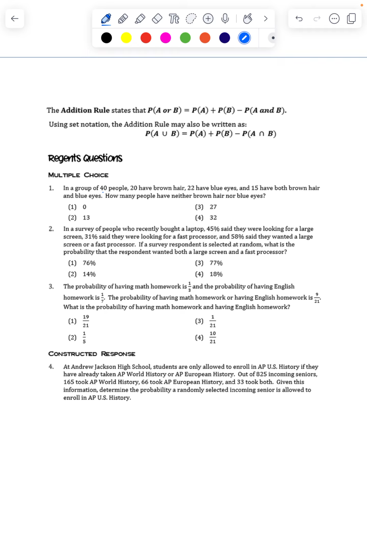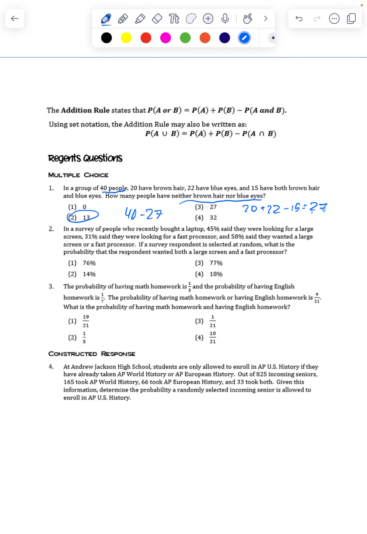In a group of 40 people, 20 have brown hair, 22 have blue eyes, and 15 have both brown hair and blue eyes. What is the probability that a person has neither brown hair nor blue eyes? So 20 have brown hair, 22 have blue eyes, and we don't want to count twice, so we subtract the intersection, and that gives me 27. It's asking which has neither. So there are 40 people, and 27 of them have brown hair or blue eyes. So we subtract, and that's going to give me the answer right here.